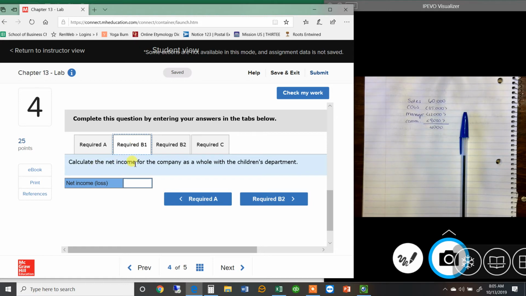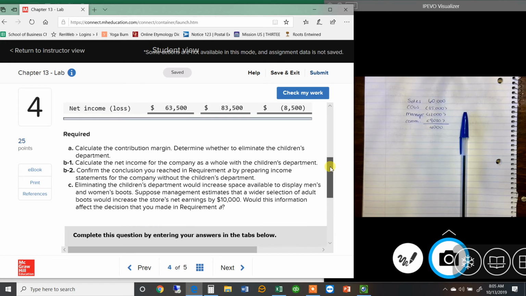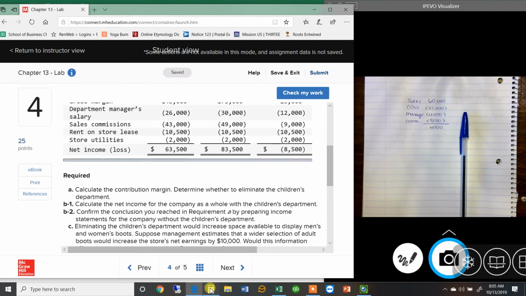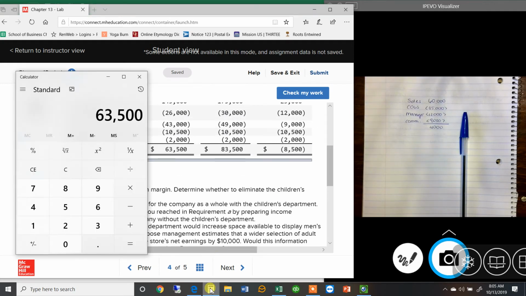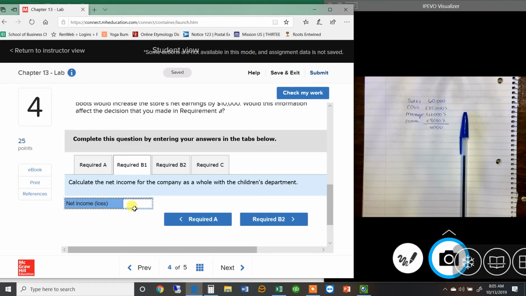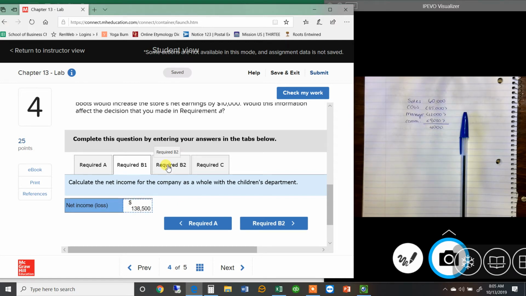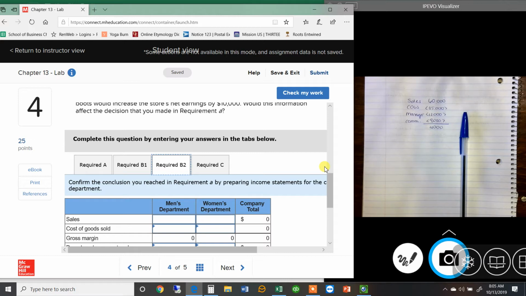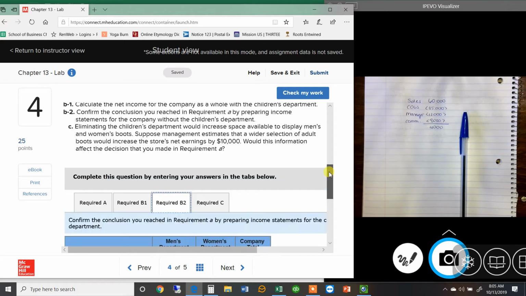Part B says calculate the net income for the company as a whole with the children's department. So what they mean by calculated as a whole is I'm going to take this $63,500 plus my $83,500 minus the $8,500. So overall, I've got $138,500 in net income if I keep the children's department. So that's $138,500.